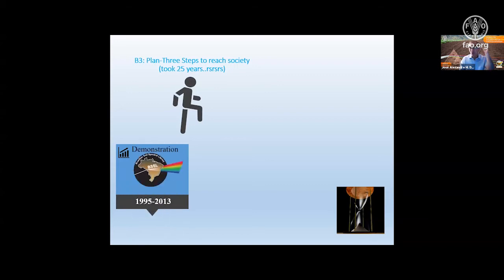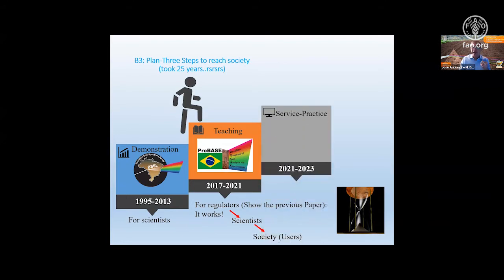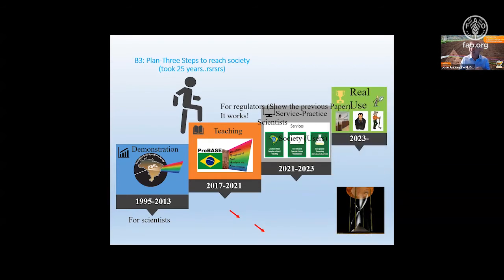The idea was to prepare to demonstrate this to people. It was a demonstration for scientists, because many of them still did not believe. Then we go to teaching. We will teach it to people, but this teaching has to be first for the wet laboratories and afterwards for the scientists who were still not aware of it, and then go to society. The third step is to prepare something for users to use and practice, then finally put everything together and go to the next step, the real world. So these were our ideas.